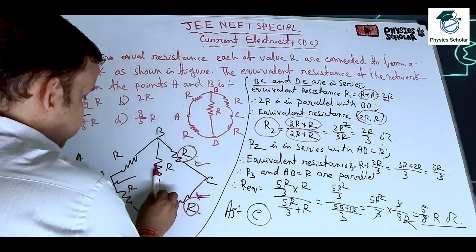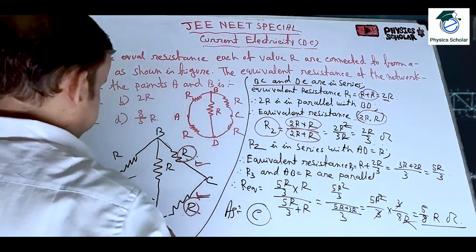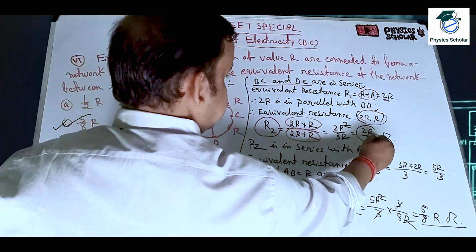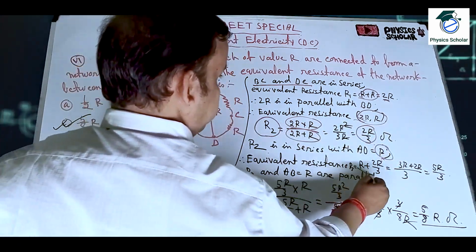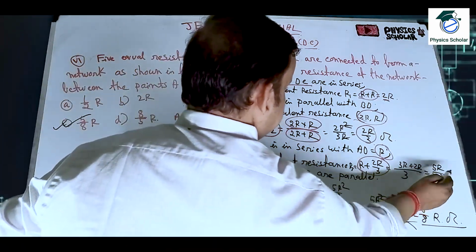Clear? This is in series with this. The same current will flow. So it is in series with AD, which is equal to R. That means this and these are in series. So the equivalent resistance R3 will be the summation of these two. So it is coming 5R by 3.